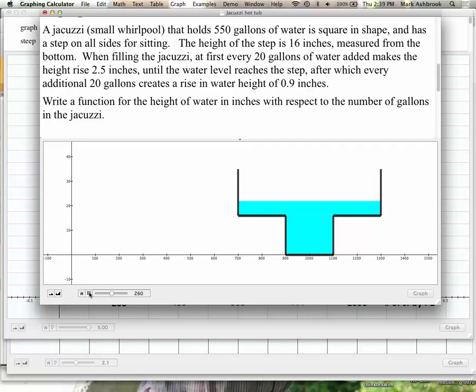Because when it says 20. Someone's using something they learned. Good. Or if you learned it.